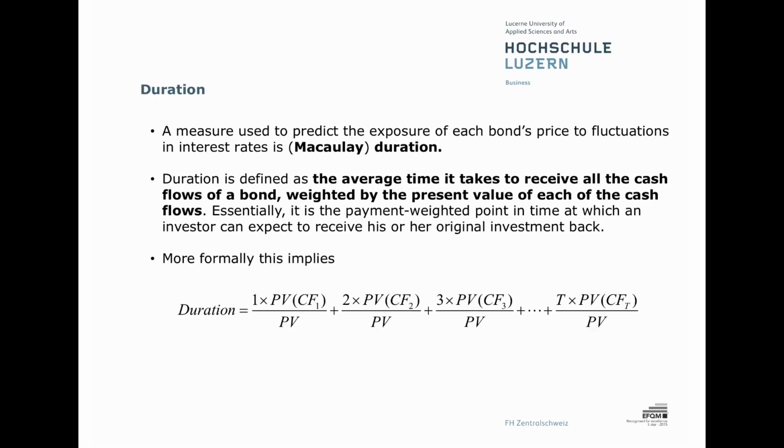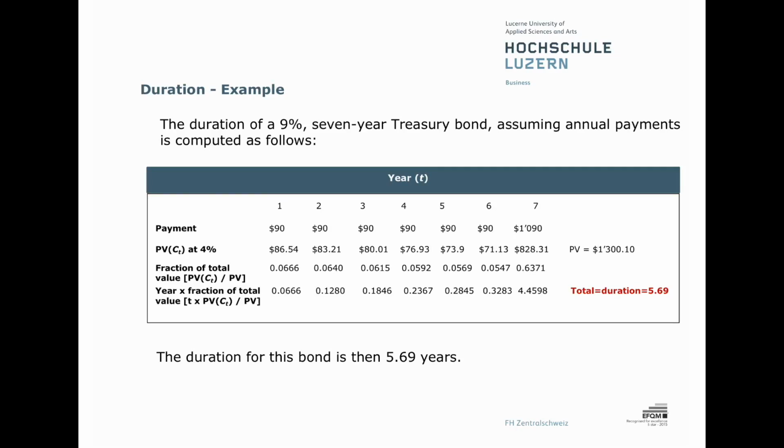More formally, duration can be written using the following expression, where each term corresponds to a cash flow payment. The numerator corresponds to the time-weighted present value of each payment, while the denominator corresponds to the present value of the sum of the cash flow stream. Let's have a look at an example.